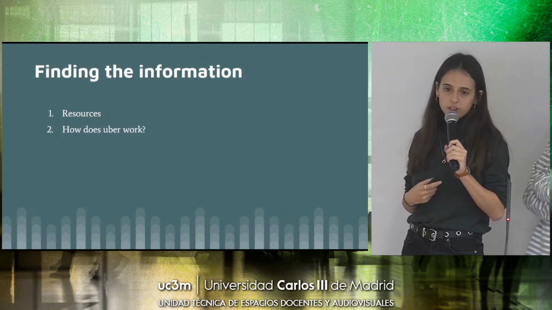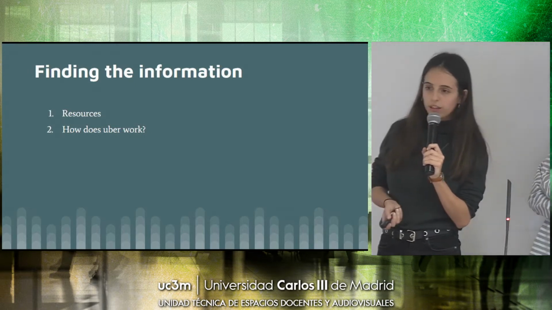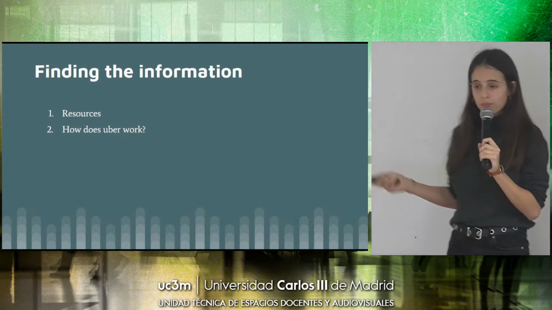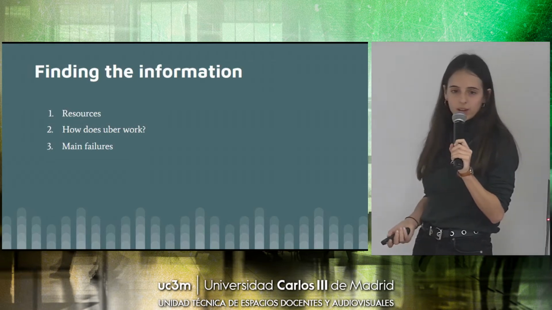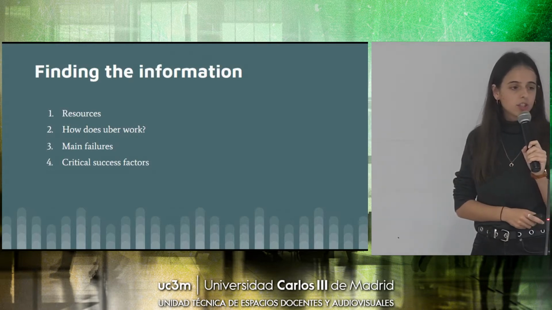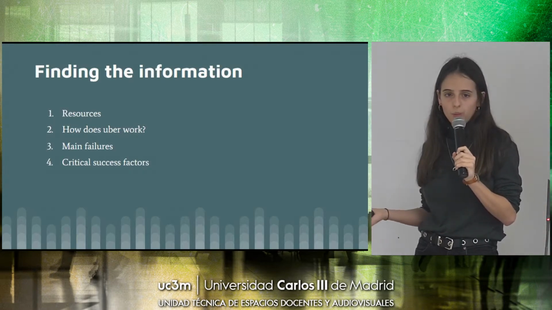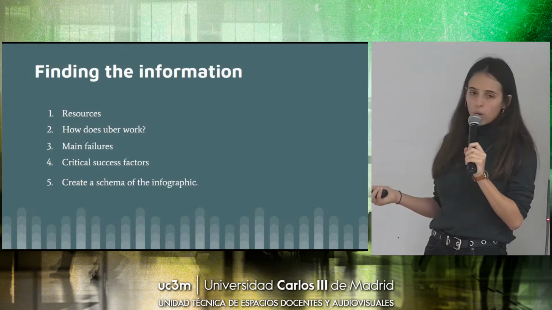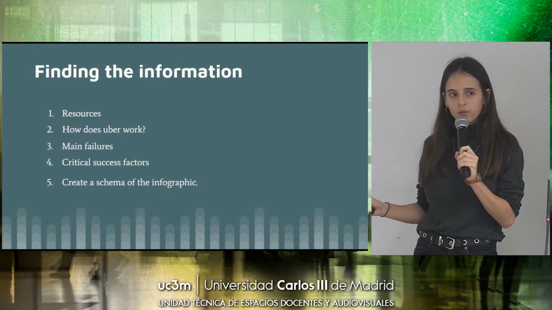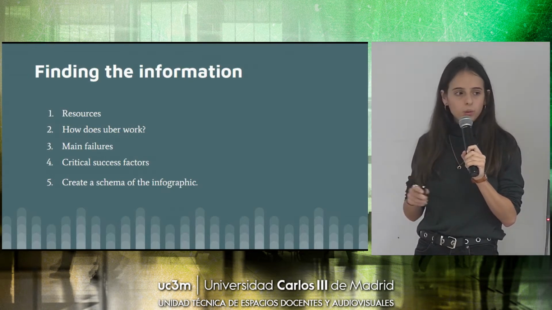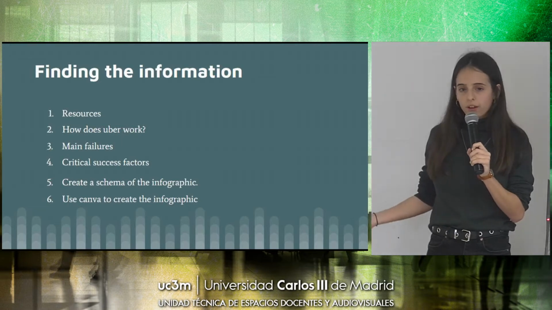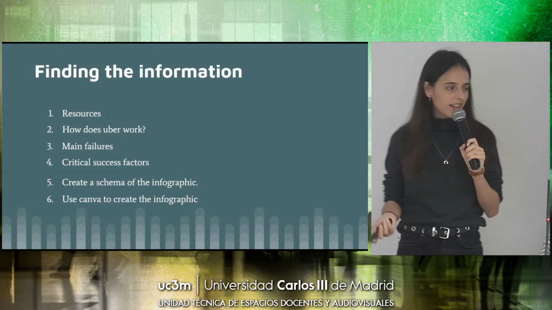Once we had our resources clear, we started by retrieving basic information about how Uber works, which is going to be explained by Gracita. And later we looked for some failures, as well as the main critical factors that help Uber to overcome those failures. Once we had all that information clear, we started by creating a little schema of our infographic to have in mind what we were going to put on the final one. So finally, we used the app Canva to create the final poster, which I will get into more detail later.